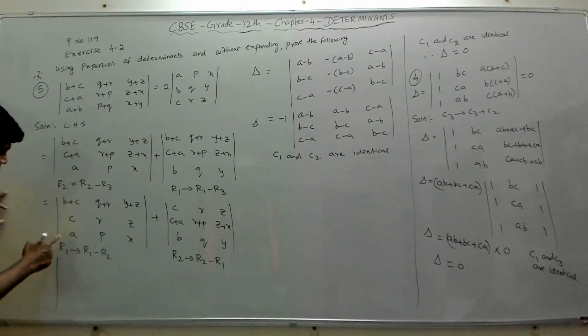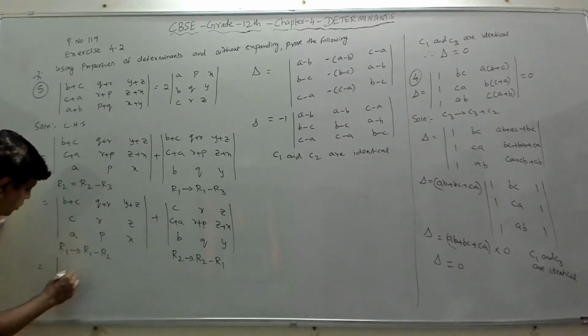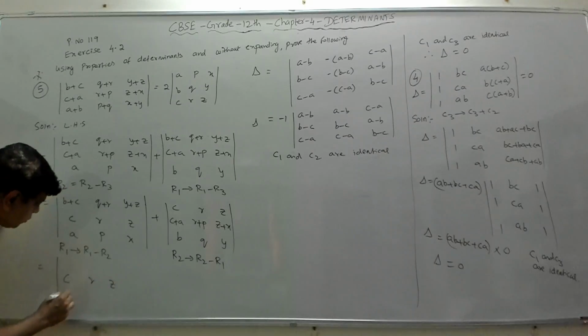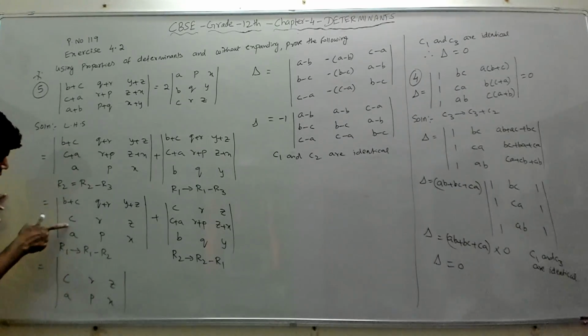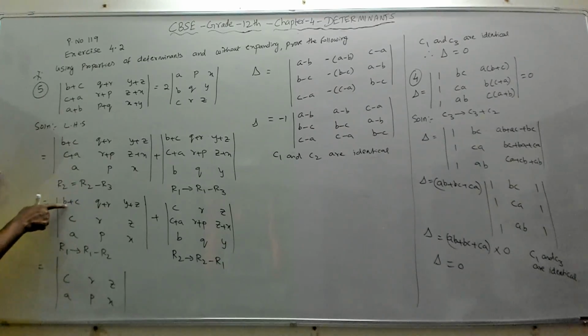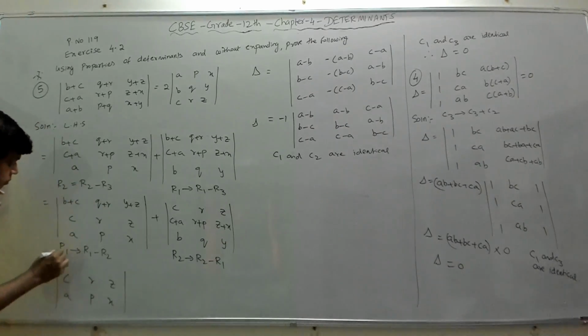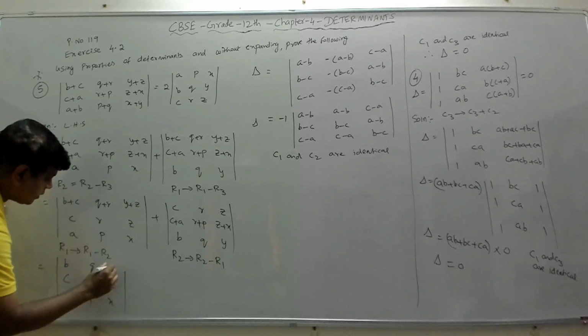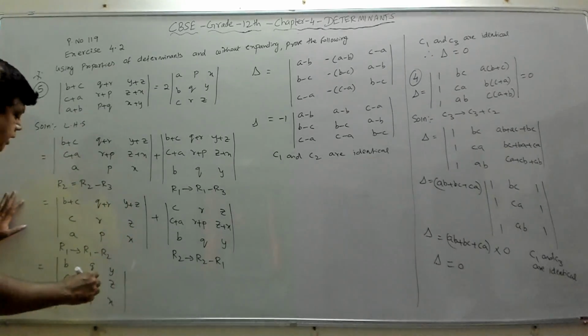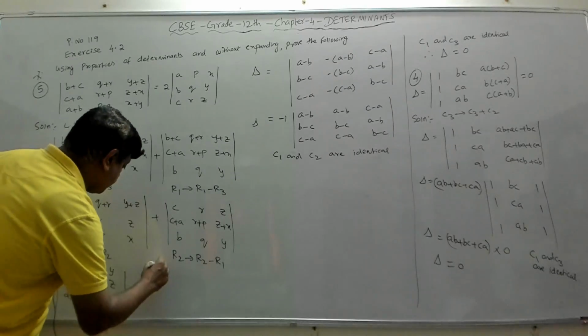So here what do we get? There's no change to row 2. I'm writing row 2 and row 3 as they are. The first row becomes first row minus second row. So B plus C minus C will give you B. Q plus R minus R will give you Q. Y plus Z minus Z will give you Y. So similarly, plus determinant of.